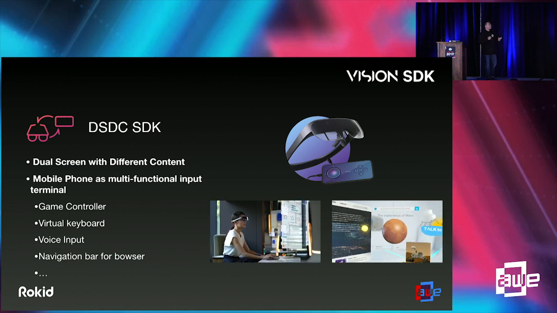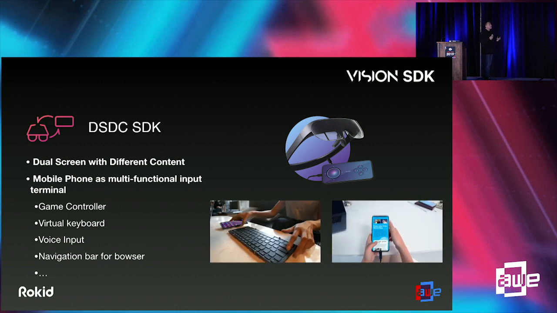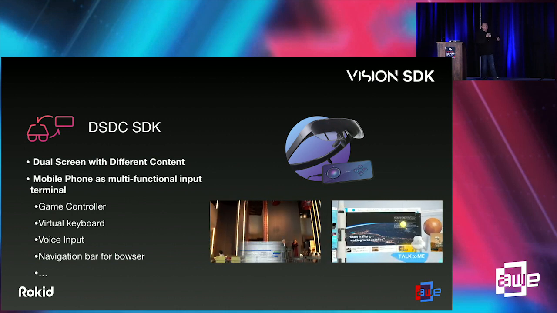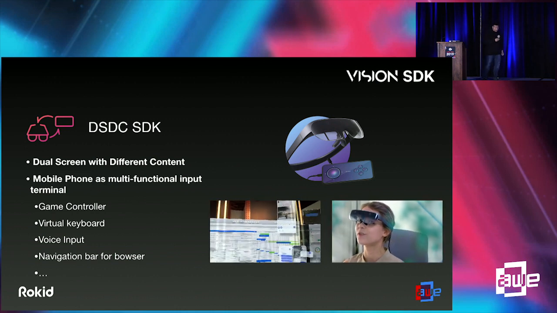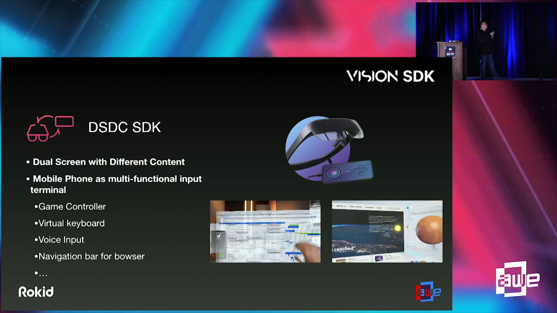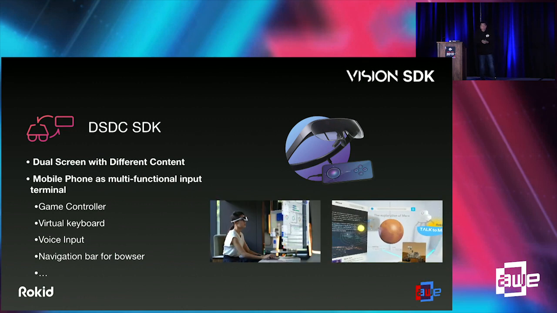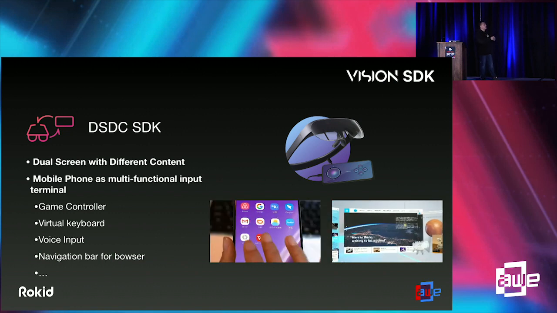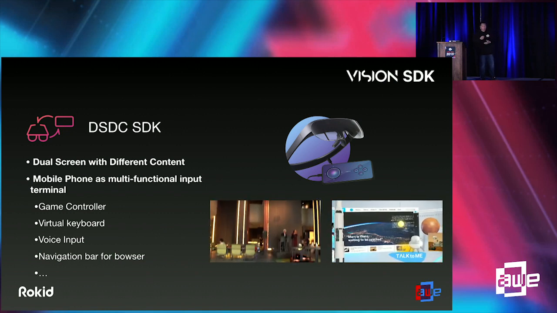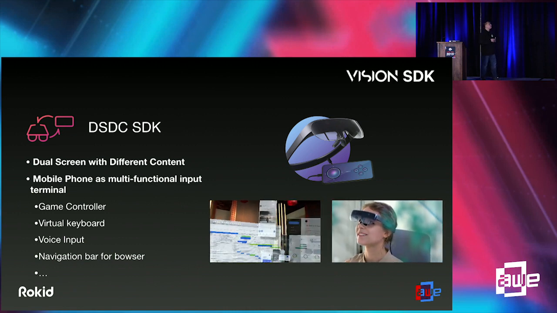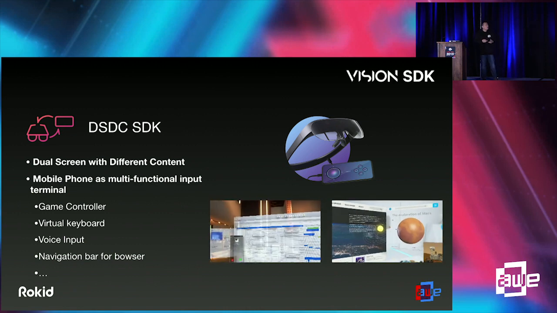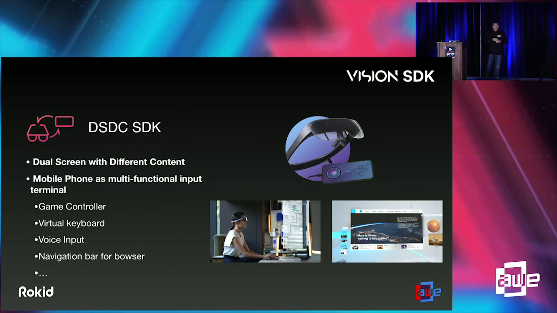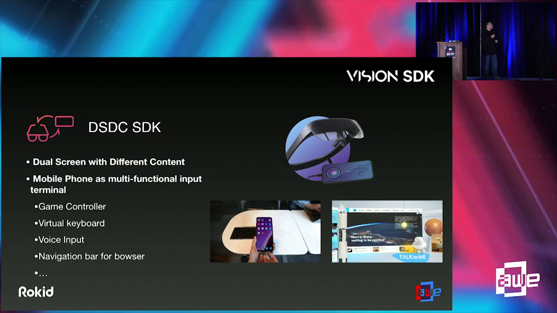In the same app scenario, it makes it possible for a mobile phone and the Rokid Vision to present different UI content. So when a smartphone connects to the Rokid Vision, the Rokid Vision will present the main reading content, right? The smartphone can be hosted as a computation unit and a power supply, but moreover, with the DSDC SDK, the smartphone can be used as a multifunction input terminal.